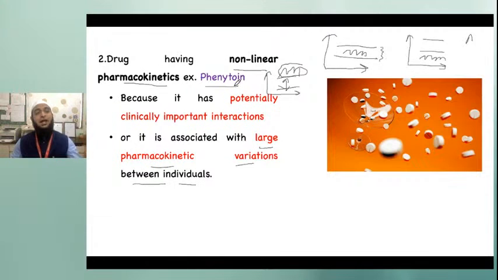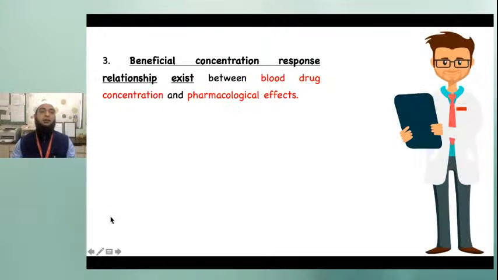So we have seen the second criterion, drugs having non-linear pharmacokinetics. The third criterion is when a beneficial concentration-response relationship exists between the blood drug concentration and its pharmacological effect. When you give the drug to the patient, if it is observed that it produces the optimum effect at a certain concentration, so that at a certain concentration in the blood patients start showing a very good optimum effect, then you can measure the plasma concentration of the patient.